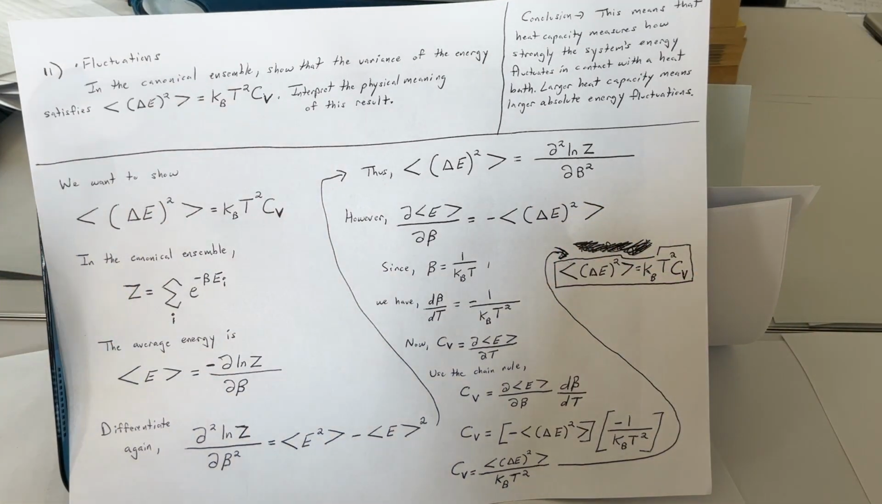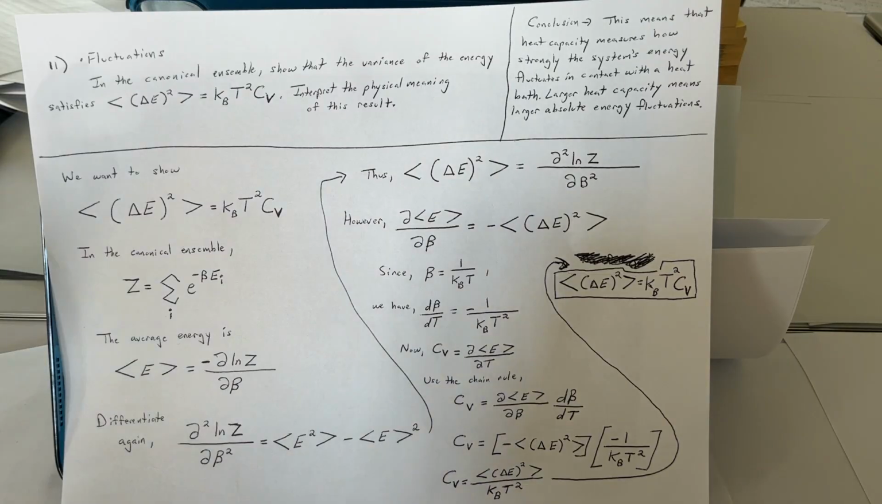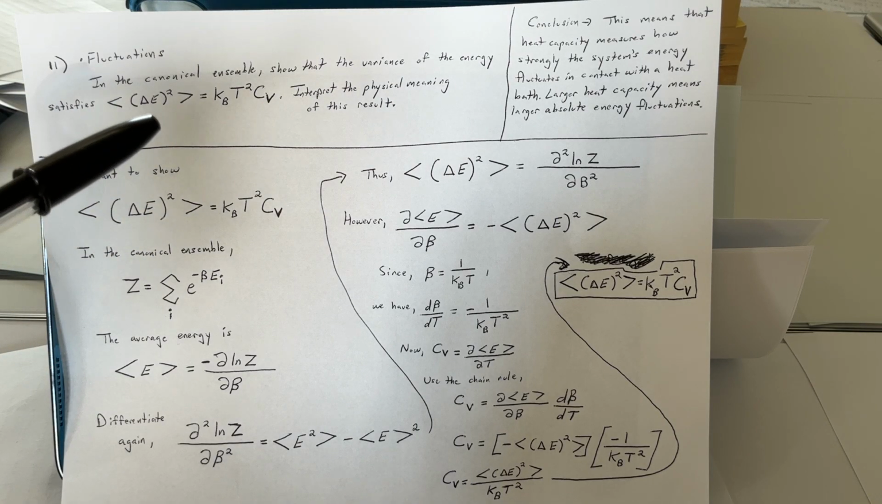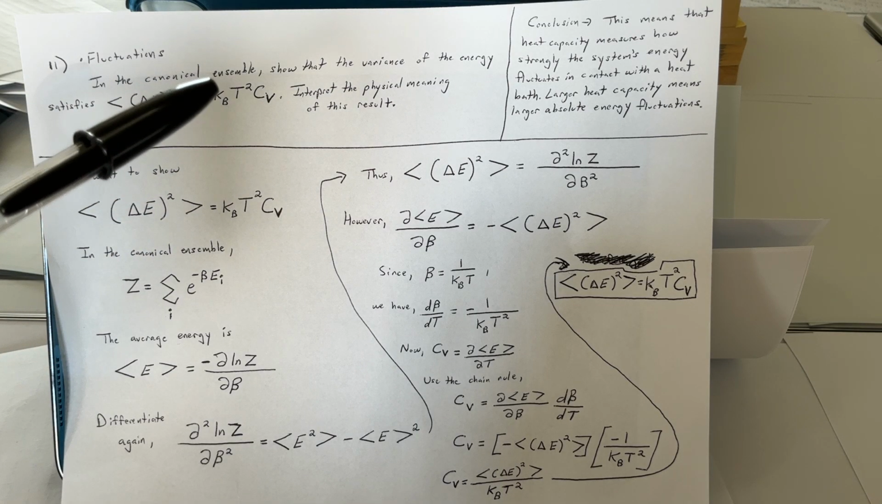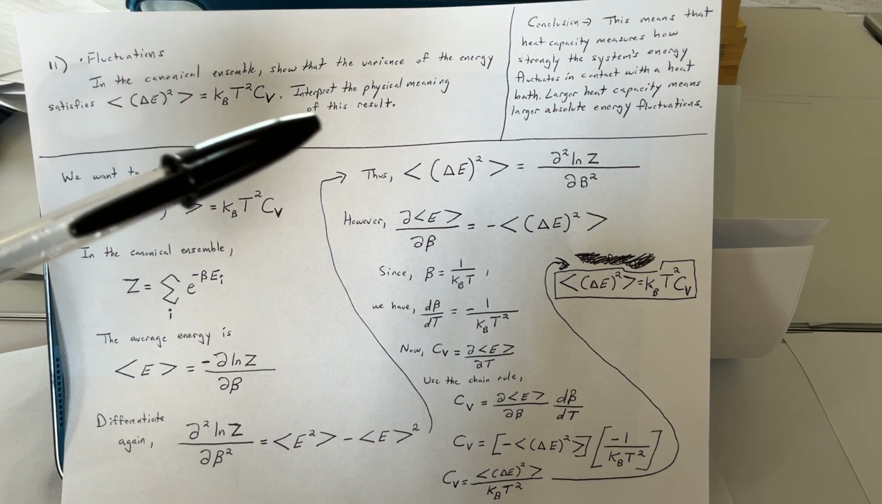For this practice exam, we have our last one here. Fluctuations in the canonical ensemble show that the variance of the energy satisfies this: the change in E squared equals k_B T squared C_V. Interpret the meaning of this result.